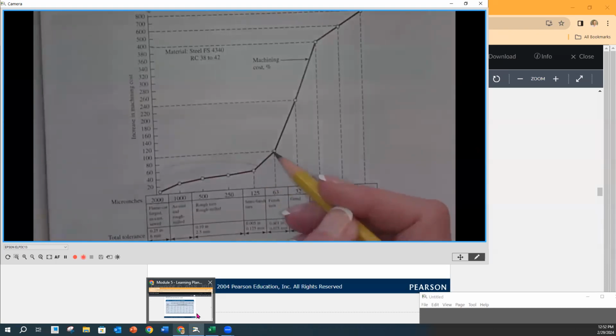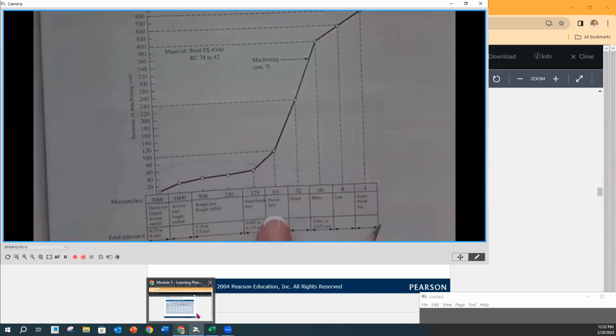Once we start bumping up here to the 63, this is going to be a finished turn. This is where we start looking at 2 and 3 finish cuts on something, taking more time, having machines that are more capable of achieving this.